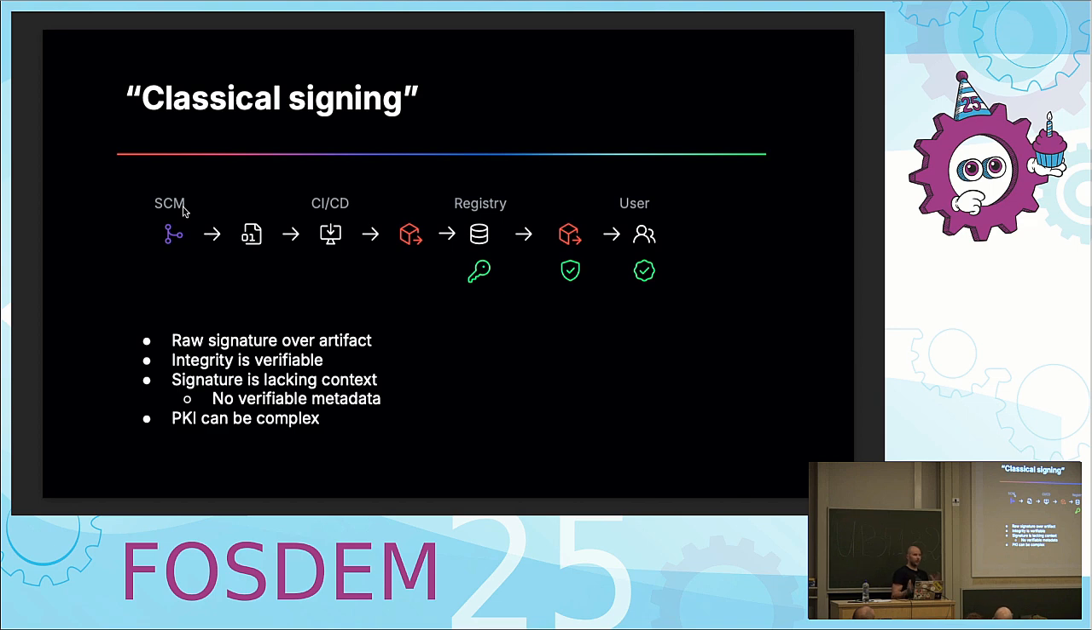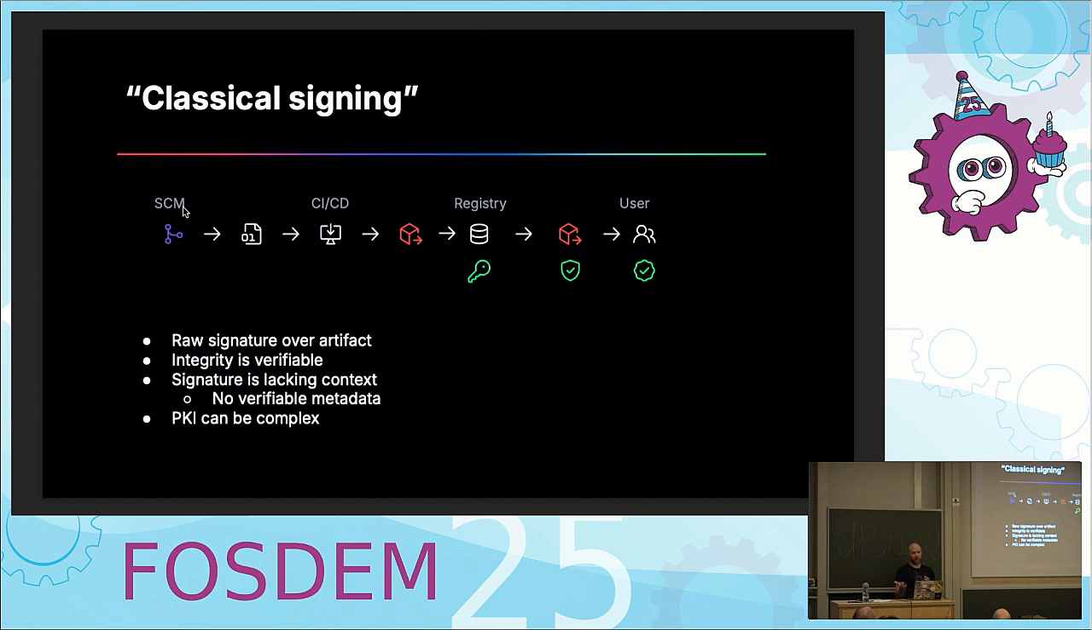So to describe the problem, I would like to start a little bit with typical signing, how it happens. You have a typical build pipeline. You build something from a source code repository, you put it into the registry, it signs it, and then the user can download it from the registry and verify it hasn't been tampered with. The problem is what went into the registry in the first place. It's very hard to tell.